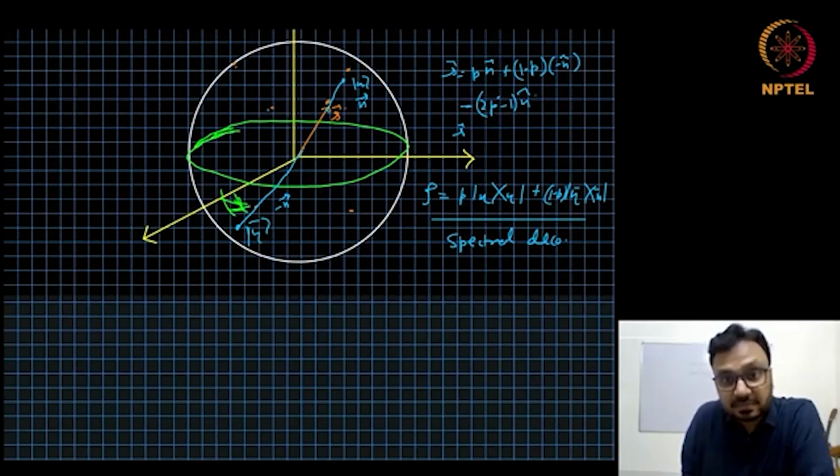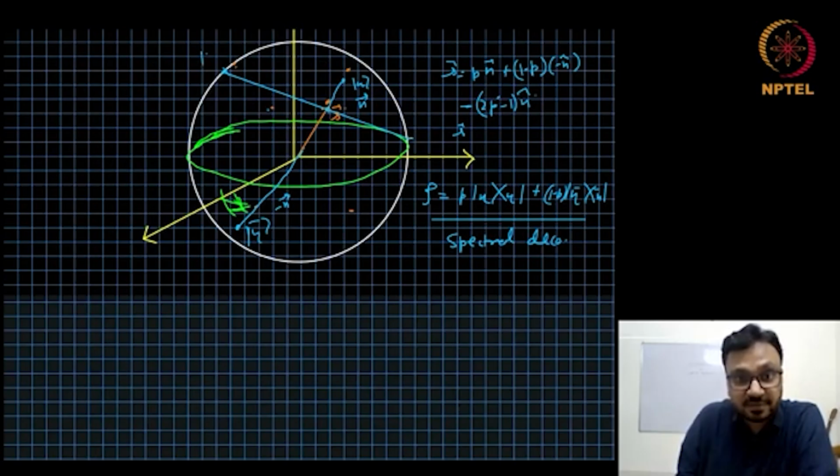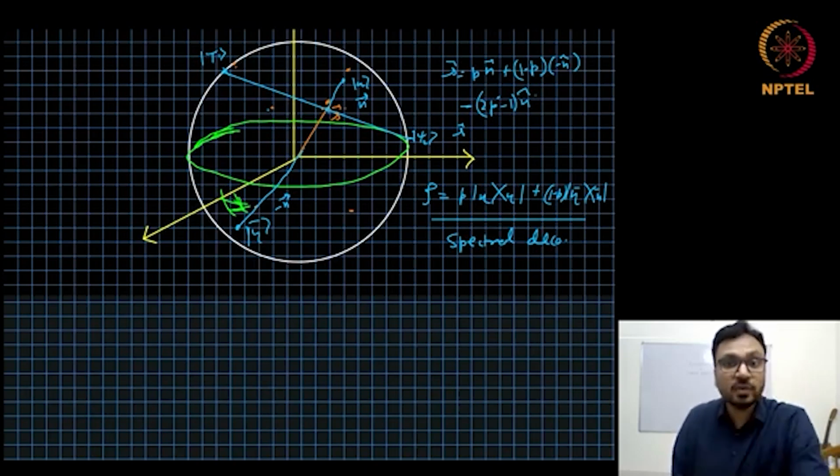But we could have done it differently: we take a line passing through the vector S, the point S, and hitting the sphere at two different points, 1 and 2. Let us call them psi 1 and psi 2. Since this line is not passing through the origin, psi 1 and psi 2 are not orthogonal states.